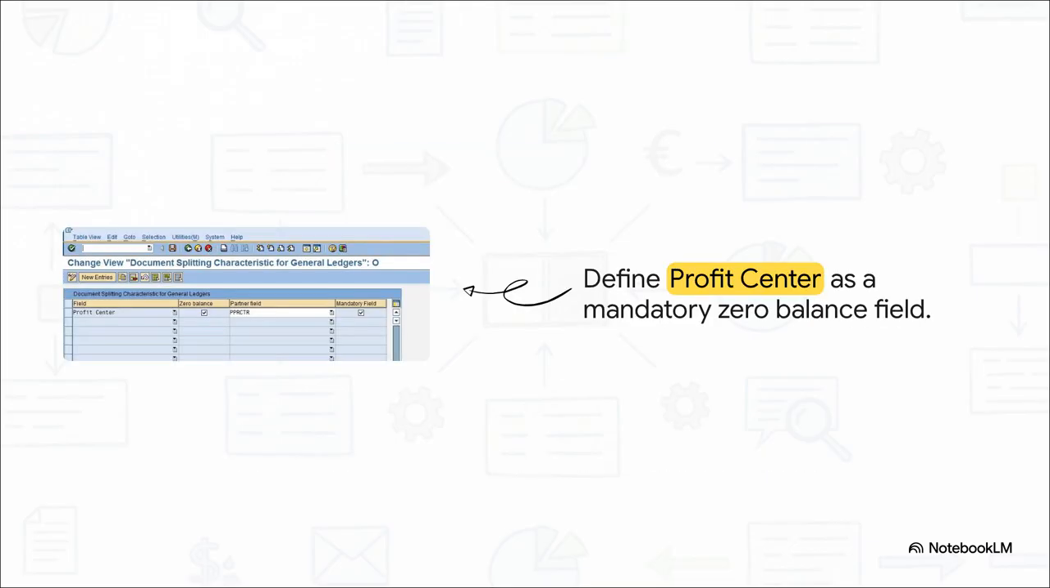Now, step 4 is arguably the most important configuration in the entire process. This is where we tell the system which specific characteristics to actually split on. We select Profit Center, and we make sure to check both the zero balance and the mandatory boxes. This is what forces SAP to strictly enforce your reporting dimensions without any exceptions.